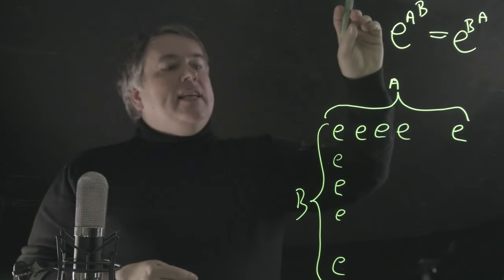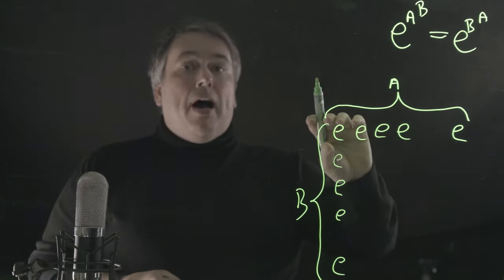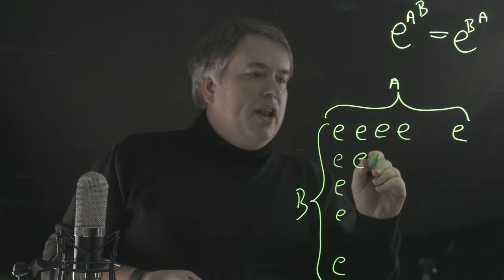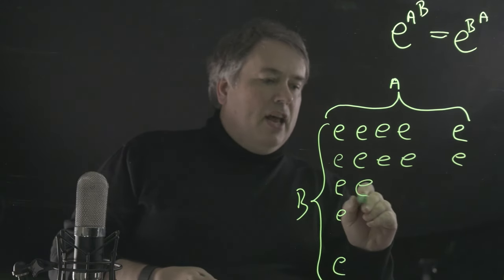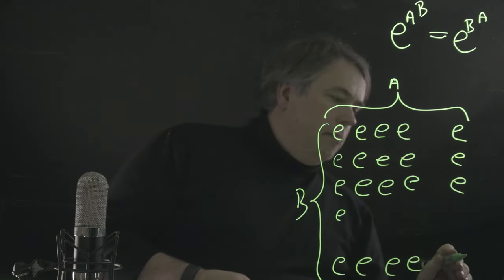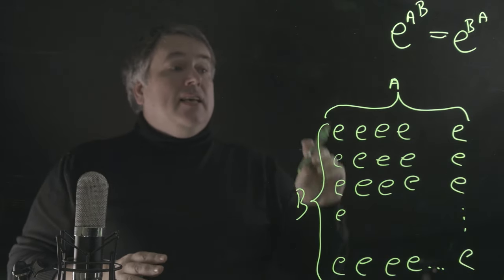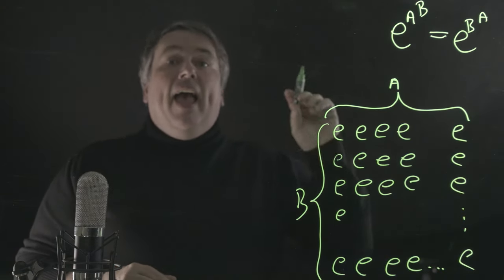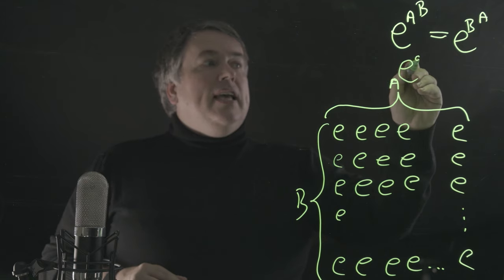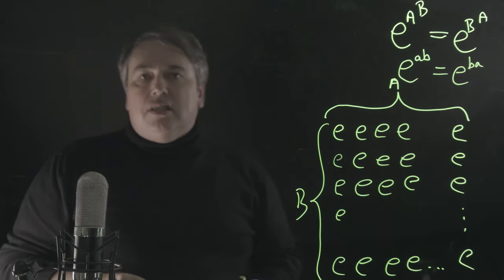And raising e to the power a to the power b means that we have this set of a e's followed by another a e's followed by another a e's and so on. So what we end up with is e multiplied by itself a times b times. So e to the a to the b equals e to the a times b, which is of course e to the b times a, because it's the same thing.